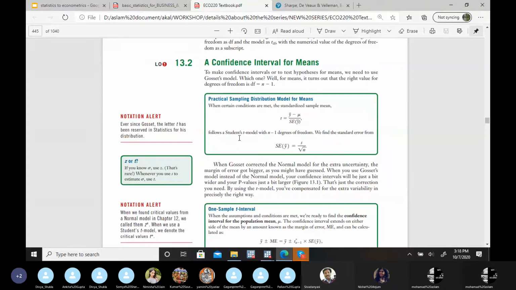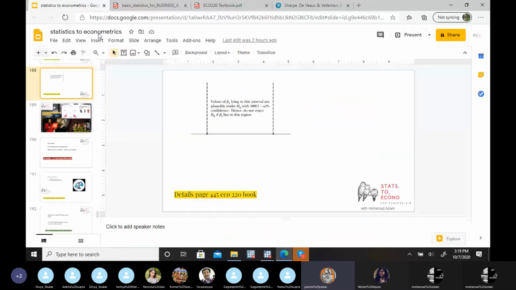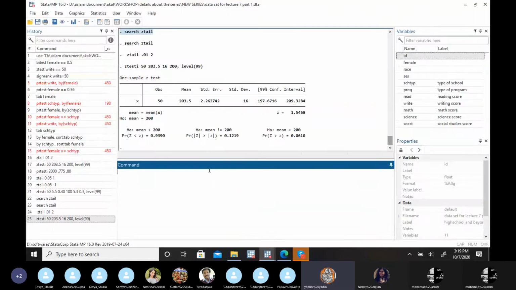One tail, two tail. Yesterday I already explained one tail, two tail. That depends upon your hypothesis, null and alternate. I'm asking in Stata, when we are calculating, how do we know that we are calculating a one tail test or a two tail test? No, Stata provides you both the results, two tail as well as one tail. Okay, so Stata provides you both two tail and one tail.